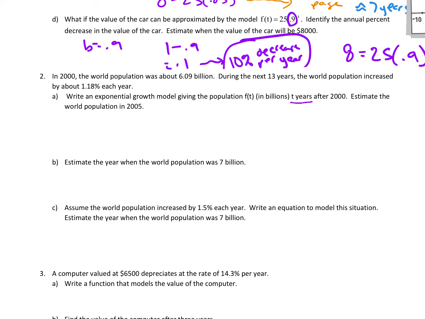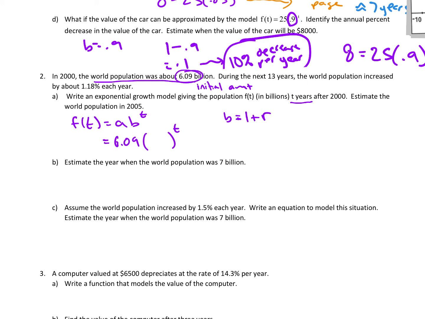So let's see, I'm trying to write f of t equals ab to the t, and I am given an initial amount, right? There's my initial amount. So that, if you remember, goes in A. So I already know that this is going to be 6.09 for A, and then I just have to figure out B. And I know B is going to be my 1, and since this is increasing, plus the rate. Well, my rate is 1.18%, which as a decimal, 0.0118. So 1 plus 0.0118 or 1.0118.